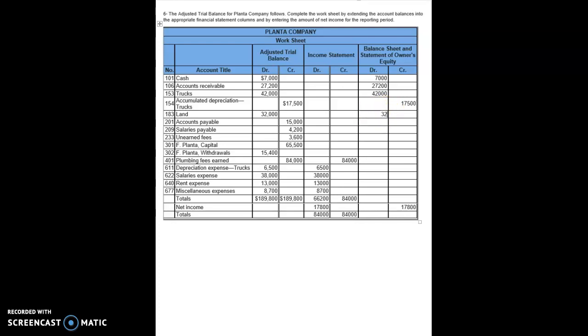So land is $32,000. And then we have accounts payable that has a credit balance of $15,000. We have salaries payable with a balance of $4,200. We're bringing over our unearned fees, which is a liability, $3,600. And our capital at $65,500. The last thing we have, which goes on the statement of owner's equity, so in this same column, is our withdrawals at $15,400 because we brought over everything else. So let's add up our columns now.